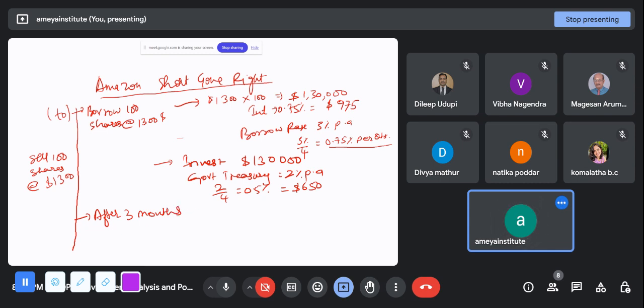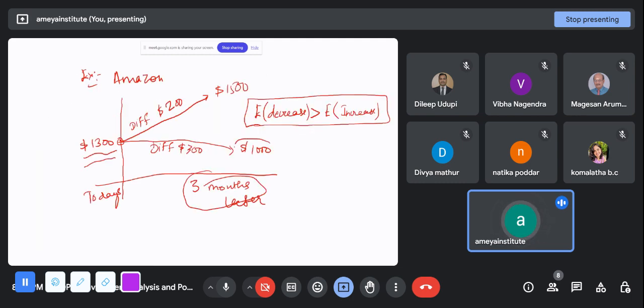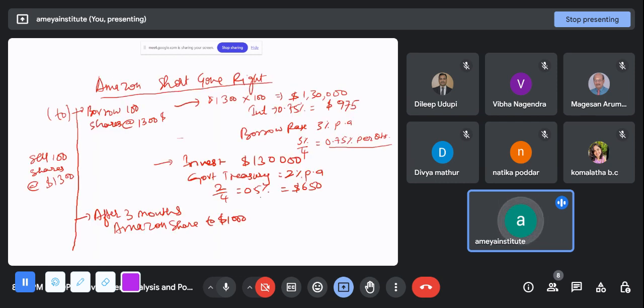Amazon share price will fall to, let's say, $1,000. After 3 months, let's check the price fall to how much? 1,000. From 1,300, it has fallen to $1,000. Now what will I do? After 3 months, again what will I do? I will buy back these 100 shares.